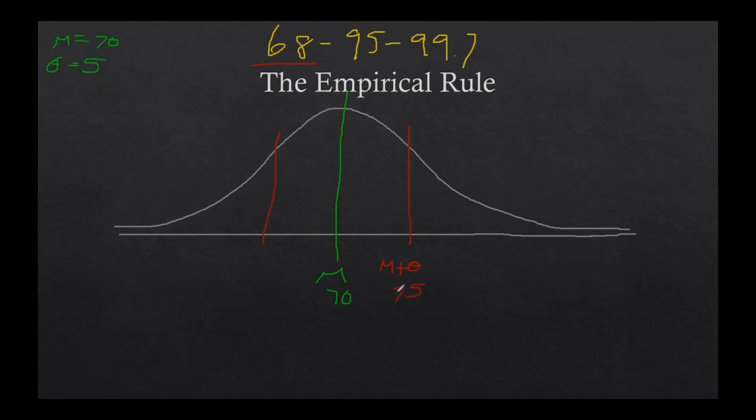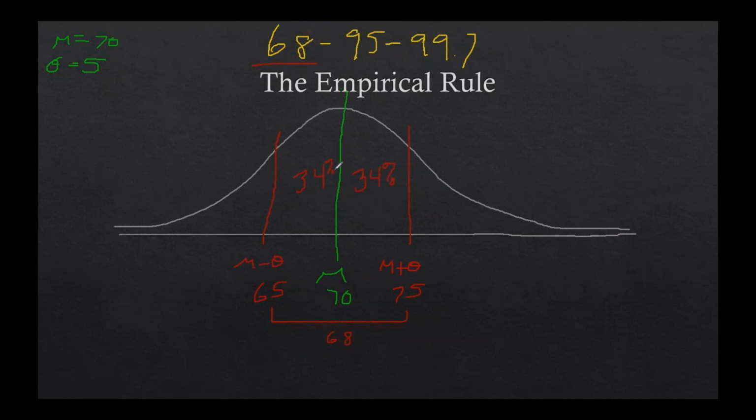$75. Very good. And if I go to the left, I'm subtracting, so that value would be 65. Exactly. Okay, so the empirical rule says 68% of the data falls between these two numbers. Well, remember the mean splits it in half. So from red to red is 68% of our data. That means each side is 34% of our data.